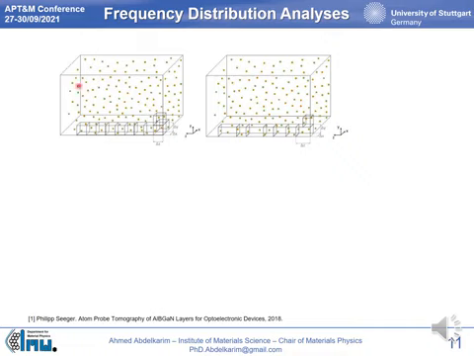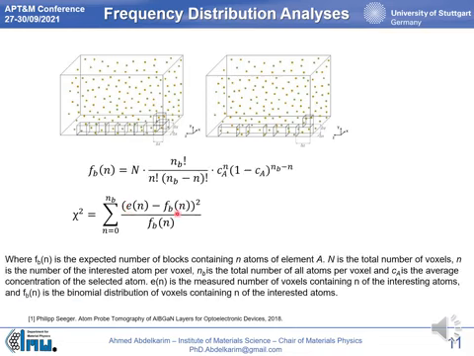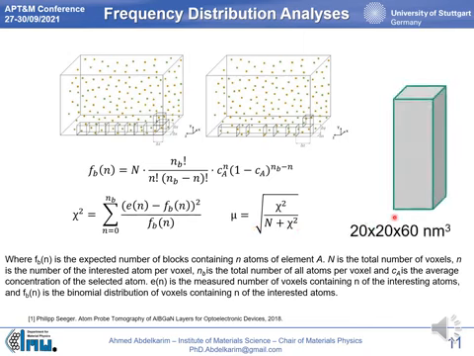In order to check the homogeneity and possible phase separation, a frequency distribution analysis was applied. A region of interest from the reconstructed volume is partitioned into small voxels. The size of the voxel may be defined either by constant volume, in which the number of atoms per voxel is varied, or voxels with a constant number of atoms, whereas their sizes are varied. Chi-square measures the departure of the observed frequency distribution from the binomial distribution. To normalize chi-square on the sample size, the percent coefficient was introduced. In this study, a rectangular pattern with dimensions 20, 20, 60 nanometer cubic was used to calculate the frequency distribution.